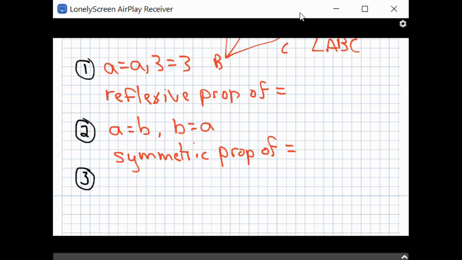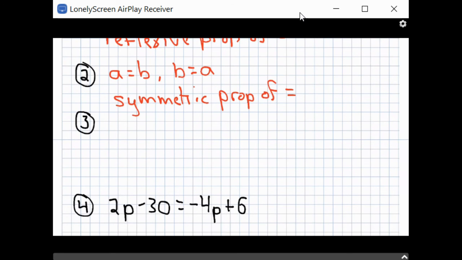Alrighty, number 3, which property is like a bridge between two other equalities? Okay, so for example, we said A equals B, B equals C. So there's two different equalities, but we can bridge them because they both are the same. You know, Joe is as tall as Sam, and Sam is as tall as Chris. Therefore, Joe is also as tall as Chris. That's what this one says.